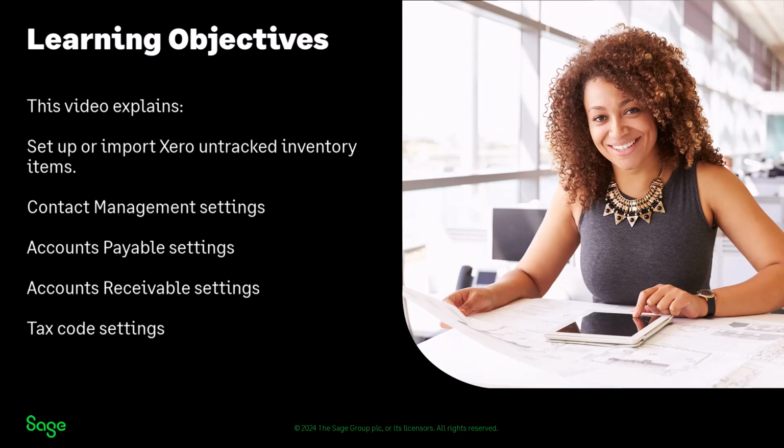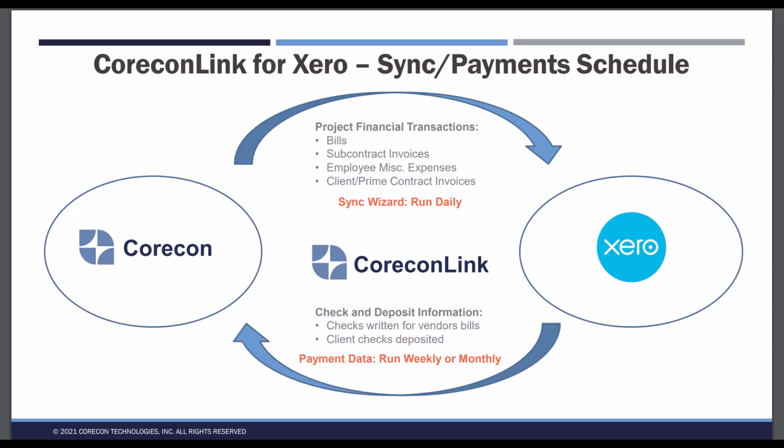The AccountingLink for Xero utility is a bridge between Corcon and Xero's online accounting system. This link utility eliminates duplicate data entry and maintains consistency across your organization. This is the third video in a series of 4.